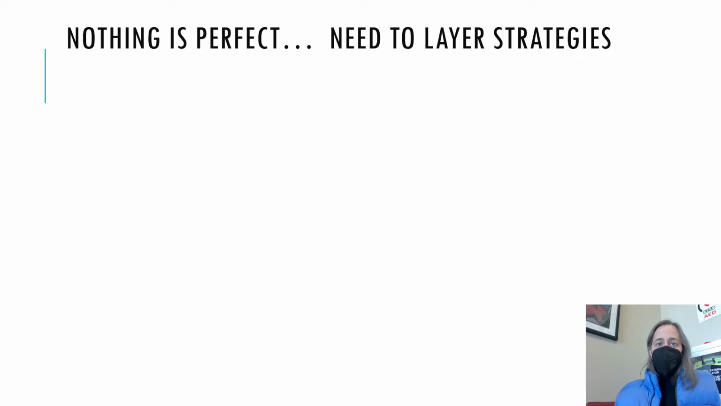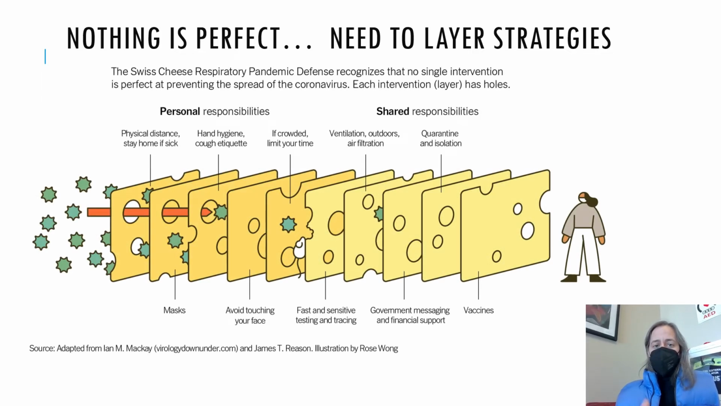And that's why we recommend layering strategies. So you may have heard people talking about layering mitigation. This is why no one thing is going to work. Every potential intervention has holes, right? Some virus is going to get through. But we have this kind of Swiss cheese model where if we layer all these different things together, the likelihood that the virus is going to be able to get through all of them, despite the fact that each of them has holes in it, is much lower. So that's why it's so important to layer mitigation strategies, use multiple interventions in order to significantly decrease disease.